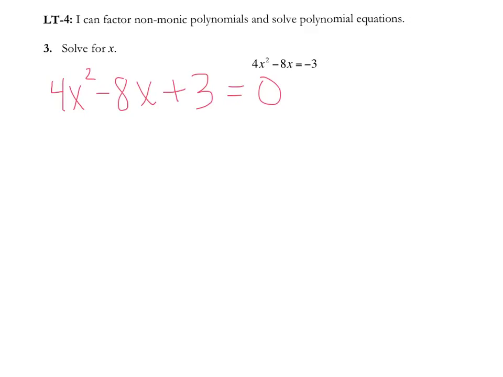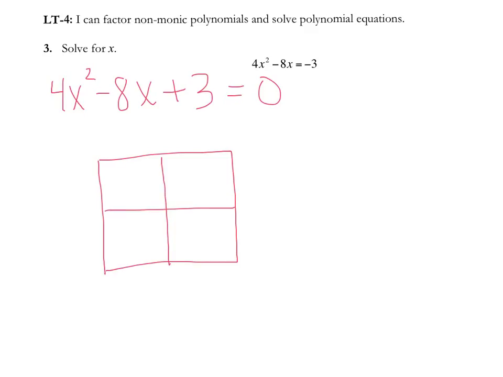So let's get our multiplication box set up. As we saw earlier, our x squared term is going to end up in the top left corner, and our constant term, the plus 3, will end up in the bottom right corner. We know that these two other parts of the multiplication box will have some number times x, and we need to figure out what numbers are going to go in front of those x's.